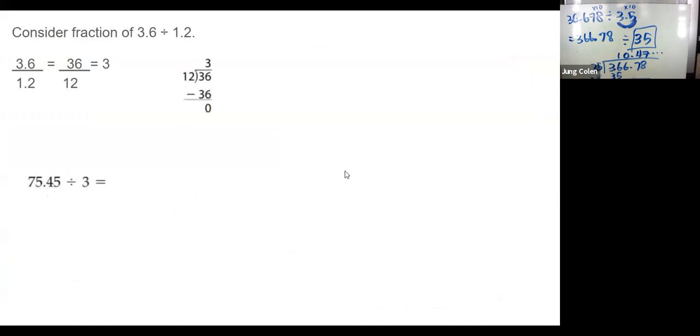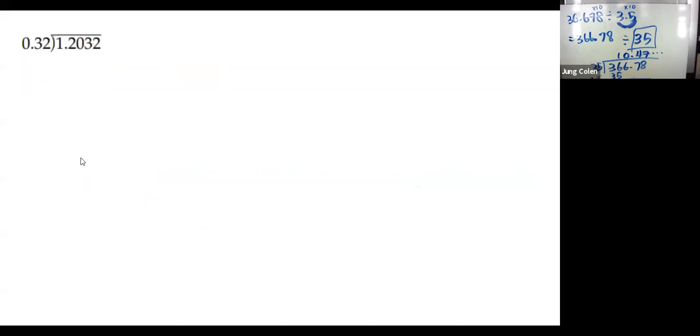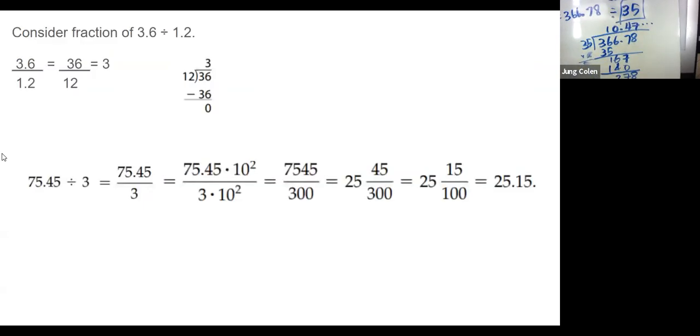This is too easy, so let's move on to this one. 75.45 divided by 3. We can do this, right? We can do this. So that's the same as divided by 3. So you can just divide it to find the answer. Okay, how about this one? We already know the answer for this one.